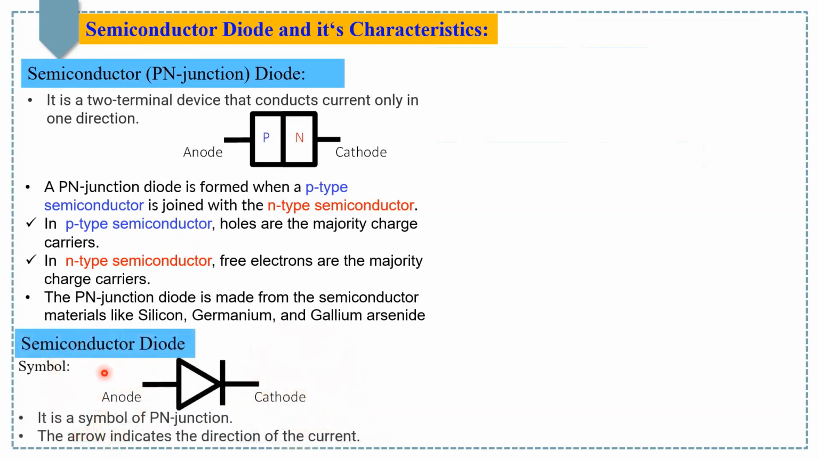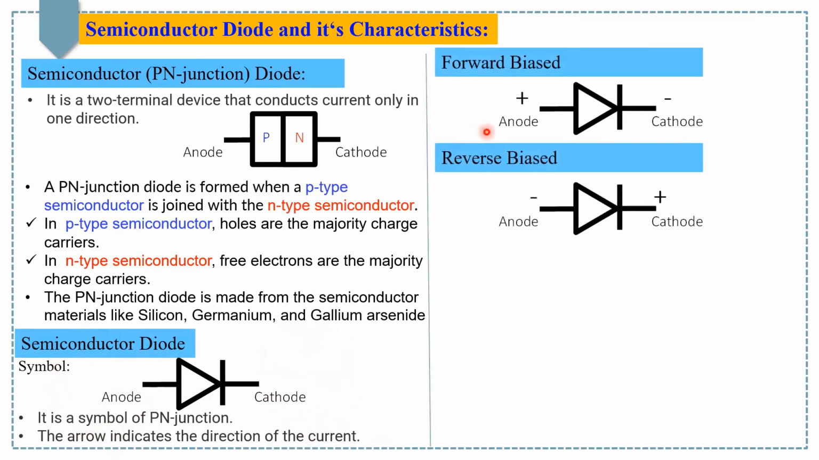Here is the symbol for the semiconductor diode. The left side is called the anode, the right side is called the cathode, and the arrow indicates the direction of current flow. In the case of forward bias, the positive terminal is connected with the anode and the negative terminal is connected with the cathode. In case of reverse bias, the anode is connected with the negative terminal of the battery and the cathode is connected with the positive terminal of the battery.